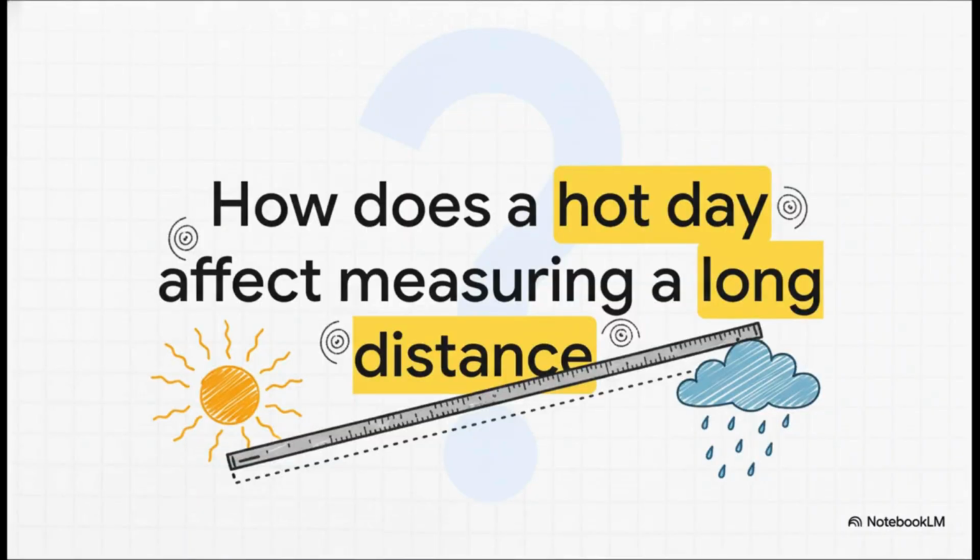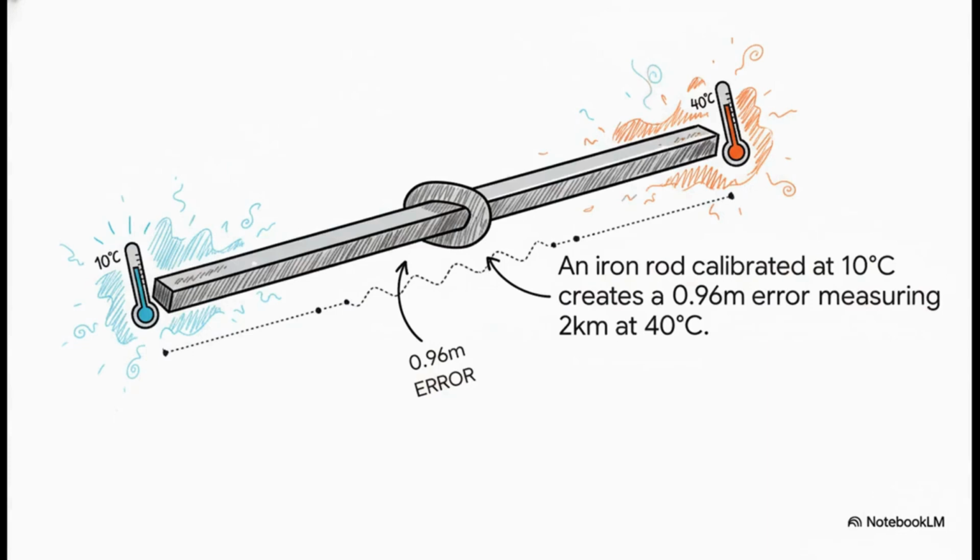Okay, here's another puzzle for you. Think about something as simple and reliable as, say, a metal measuring tape. Do you think a little change in the weather could actually affect its accuracy? Oh, absolutely. It's wild. If you have an iron measuring rod that's perfectly accurate at a cool 10 degrees Celsius, but then you use it to measure a 2-kilometer distance on a hot 40-degree day, that rod will have physically expanded from the heat. The result? Your measurement is going to be off by almost a full meter, 0.96 meters to be exact. It's a tiny percentage for sure, but over long distances, that adds up to a massive error.